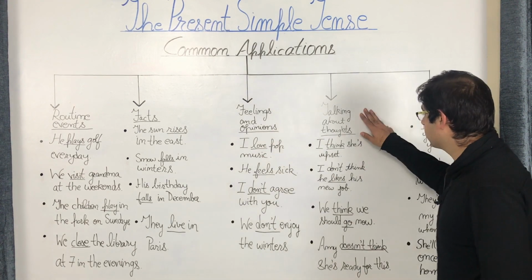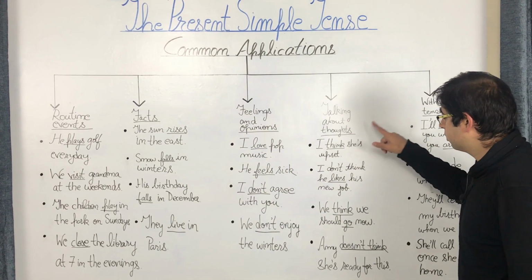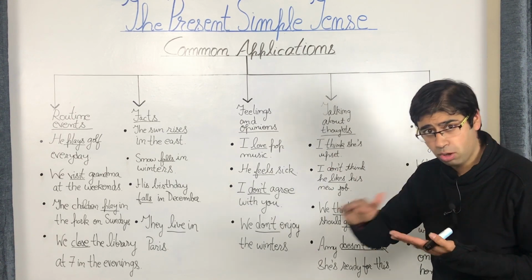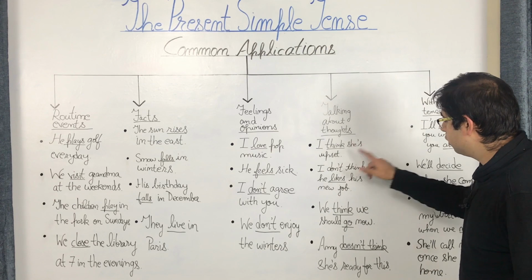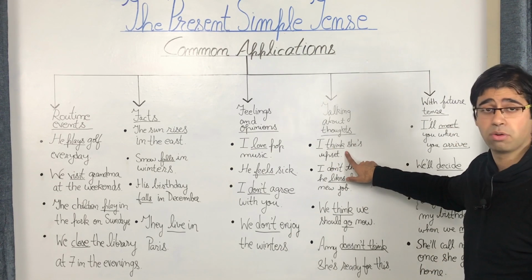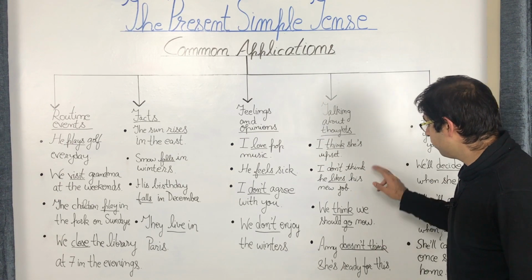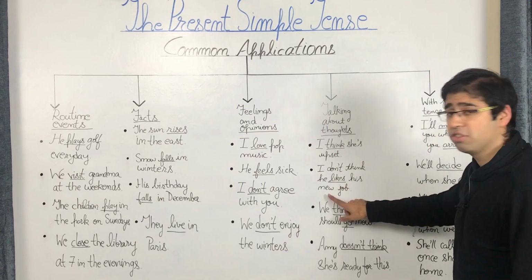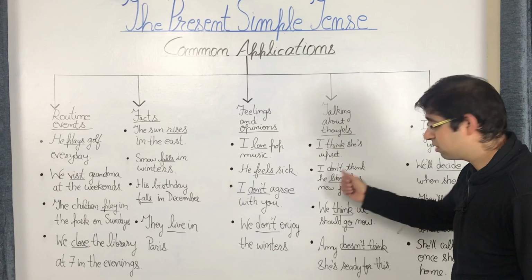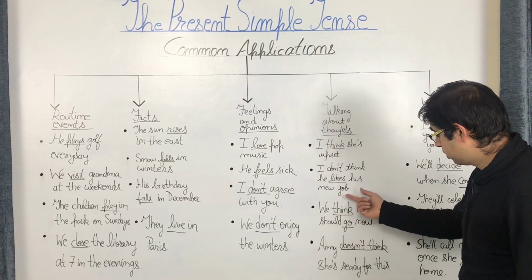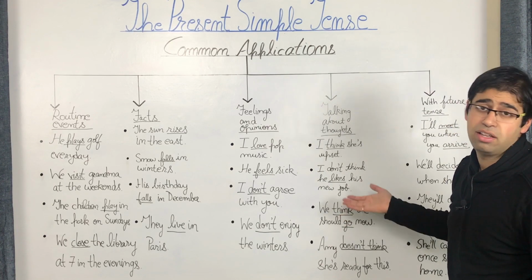Coming to the second last common use, we've got talking about thoughts, what you're thinking, but not at the moment, some things which you have thought of. So, I think she's upset. I think, so you've got a simple present over there. Then we have, I don't think he likes his new job. Now, once again, likes is your present simple. We come to, I think we should go now. So think and go, you have them again in the present simple.